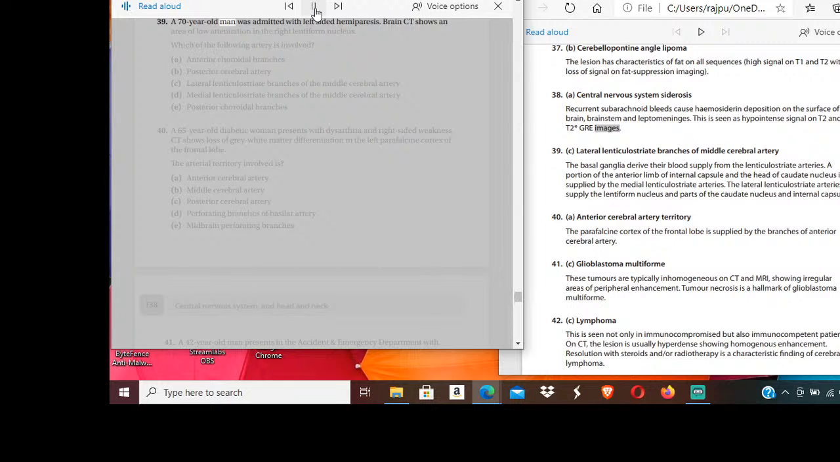39. A 70-year-old man was admitted with left-sided hemiparesis. Brain CT shows an area of low attenuation in the right lentiform nucleus. Which of the following arteries is involved? A. Anterior choroidal branches. B. Posterior cerebral artery. C. Lateral lenticulostriate branches of the middle cerebral artery. D. Medial lenticulostriate.